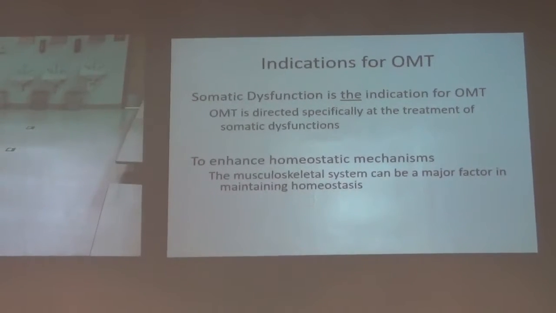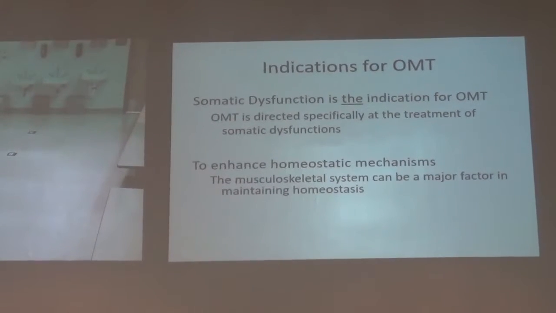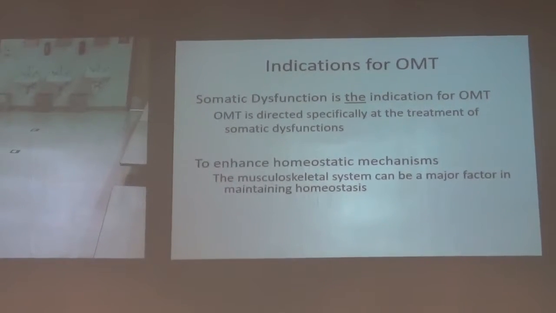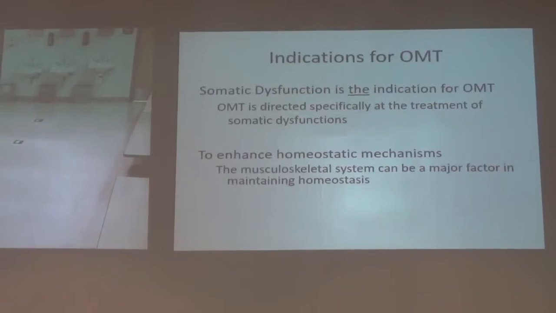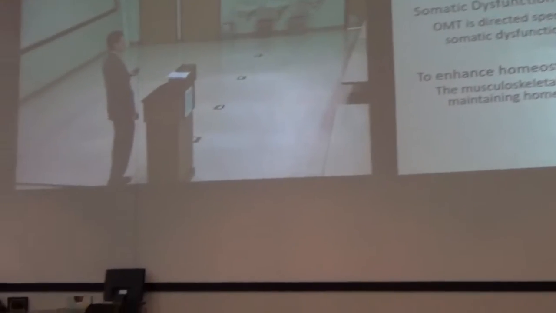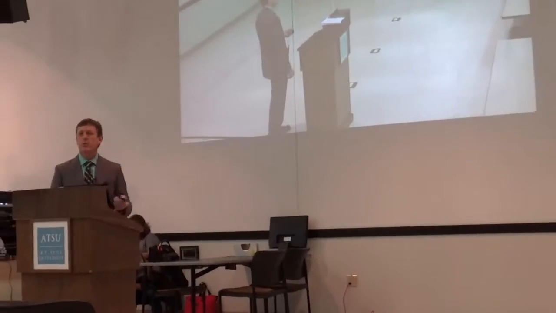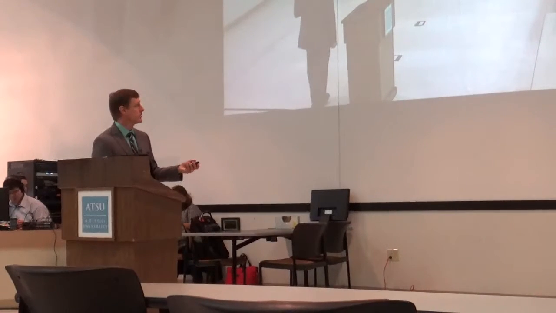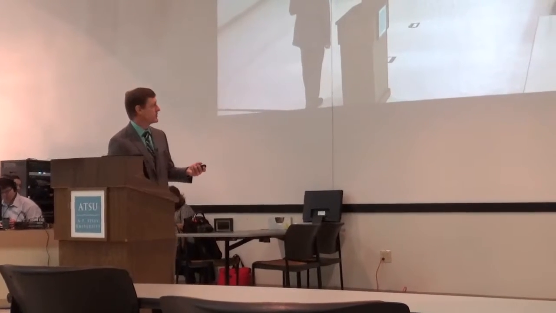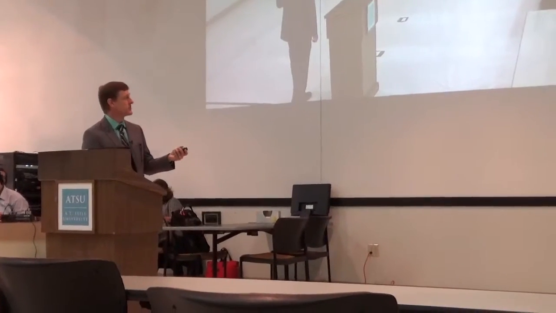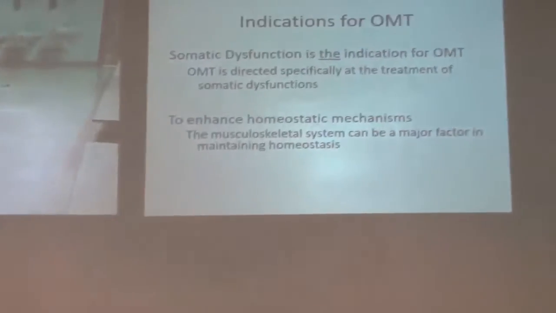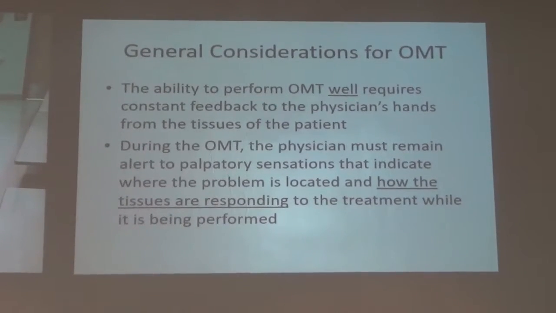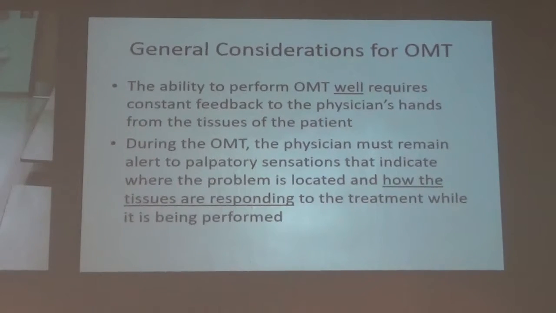And then sometimes people will do something that they call empiric treatment, where they think, well, you know, this person is having a lot of trouble just maintaining their homeostasis. Maybe they're in the hospital with pneumonia, and you go in to see them, and even before you see them, you think they're probably going to have somatic dysfunction. I'm going to go ahead and treat them. So enhancing homeostatic mechanisms can be important, and then this musculoskeletal or somatic framework is a major portion of maintaining our homeostasis. General considerations for doing OMT.